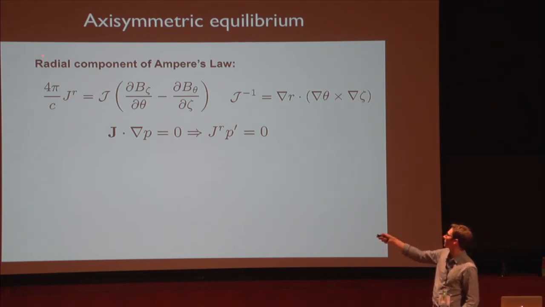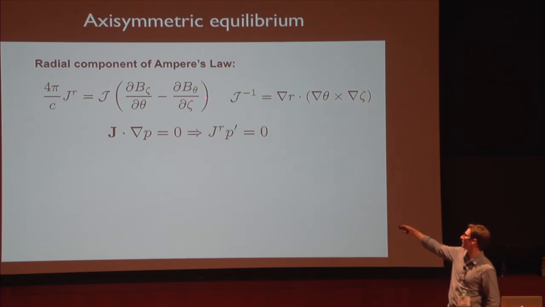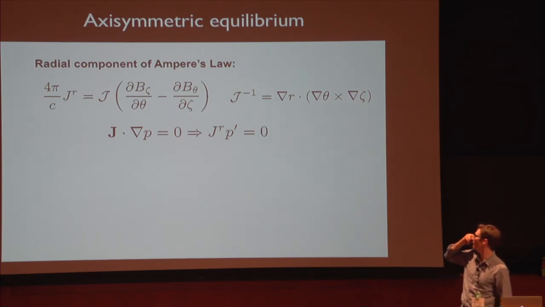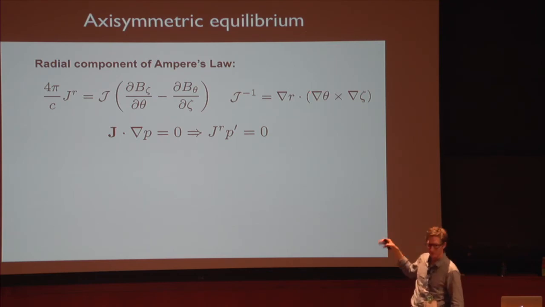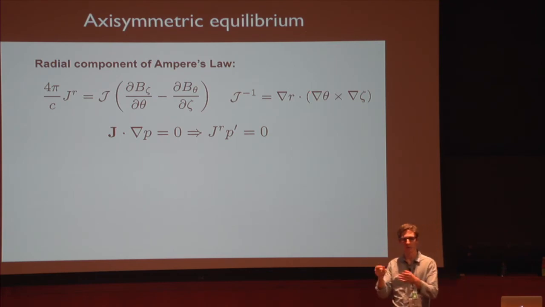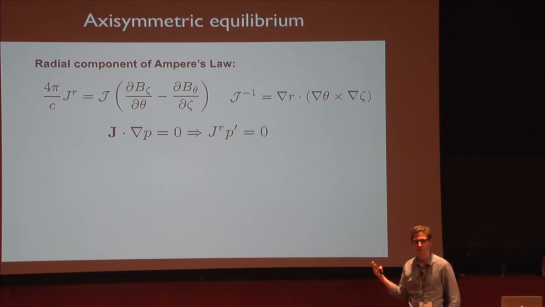What I want to do first is look at the radial component of Ampere's law. Here this superscript r denotes, again, the contravariant component of the current, and so I can write that in this way. It's just the curl of B, which is here, with the Jacobian. This is the Jacobian of the transform from Cartesian coordinates into these magnetic coordinates, where it doesn't really matter what r is. r is just some coordinate which is a flux label. So it could be the pressure, the toroidal flux, poloidal flux, whatever.